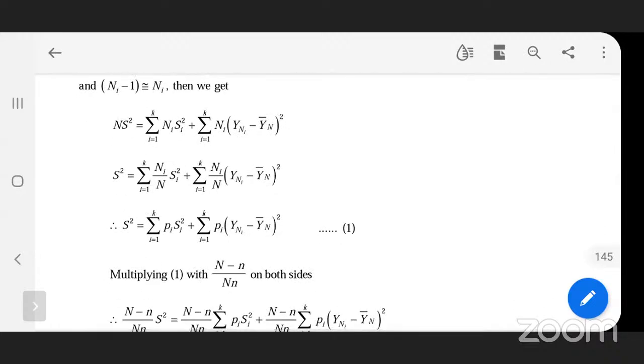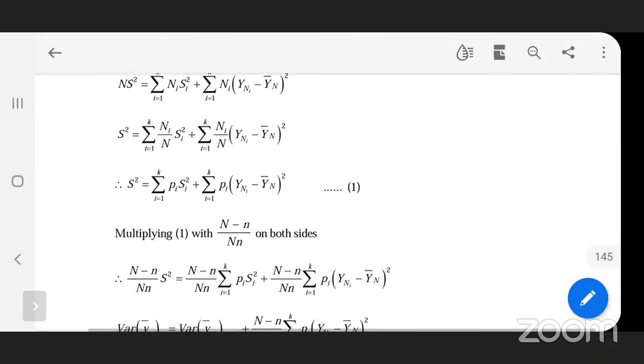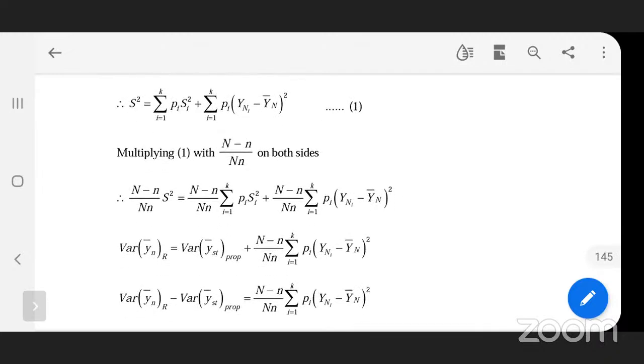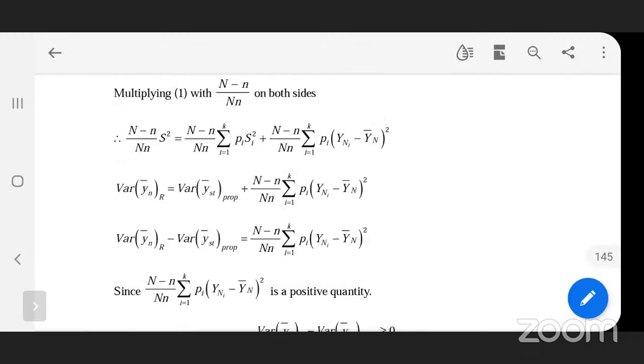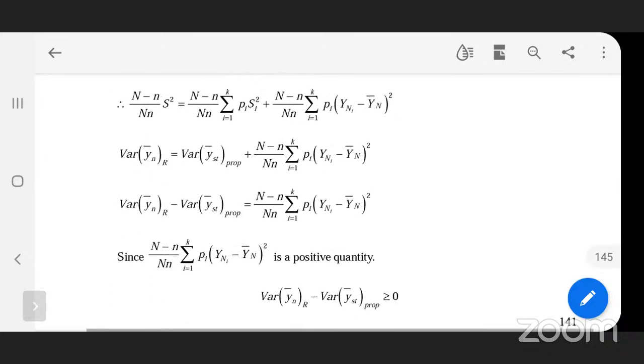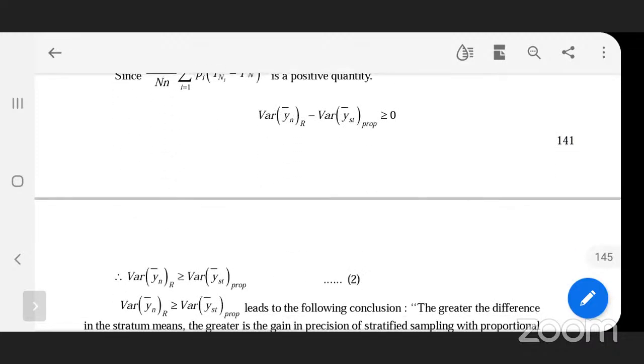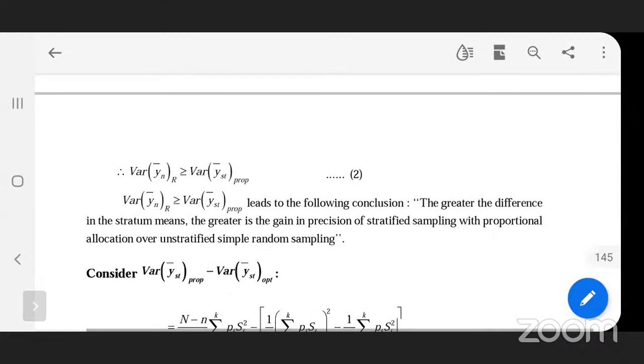So the S square, meaning the variance, I can get. Variance equals how much? Summation P i into S i square plus summation P i into y i bar minus y N bar whole square. Multiplying both sides by capital N minus n by small n capital N, clearly the variance of y n bar R is equal to the variance of y st bar proportion plus something. That something is clearly positive, therefore it is greater than or equal to 0. So the variance of y n bar R is greater than or equal to the variance of y st bar proportion. So clearly the conclusion holds.